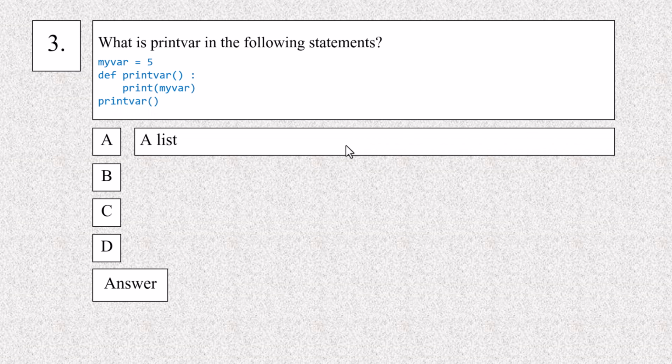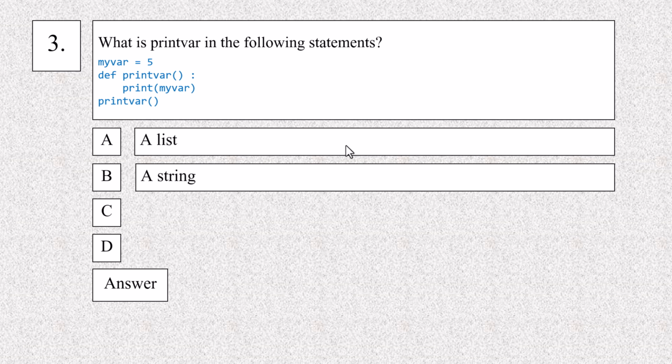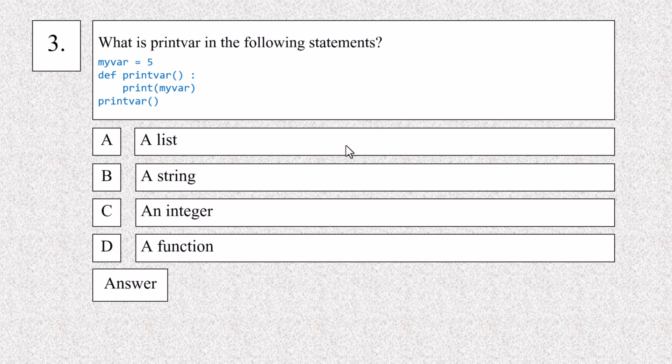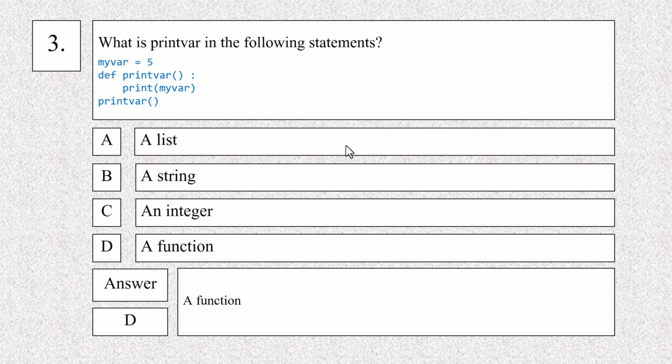Now the options are, this is our list, this is a string, this is an integer, and option D, a function. So the correct answer will be option D, this is a function. So here print var is a function.